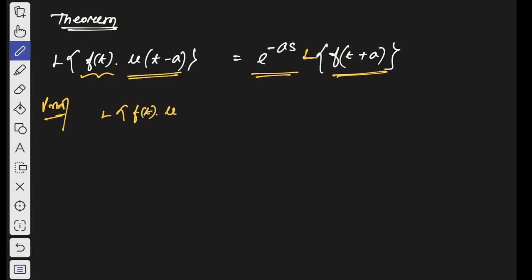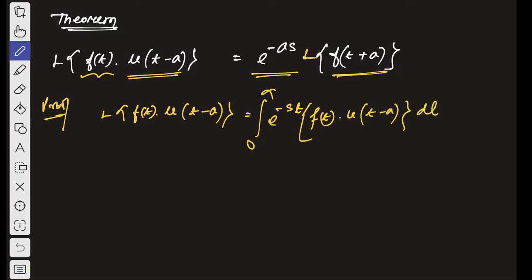So the Laplace transformation of f of t into u of t minus a. By the definition of Laplace transformation, you should get the integral from 0 to infinity of e to the power minus st times the given function, that is f of t into u of t minus a, dt, right? You should get that.